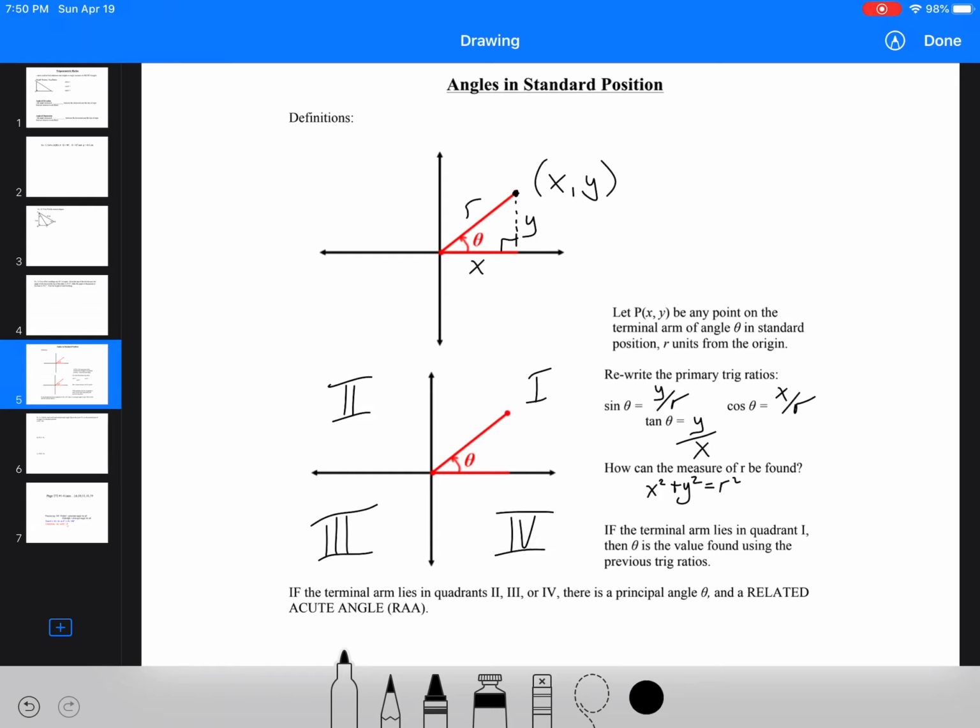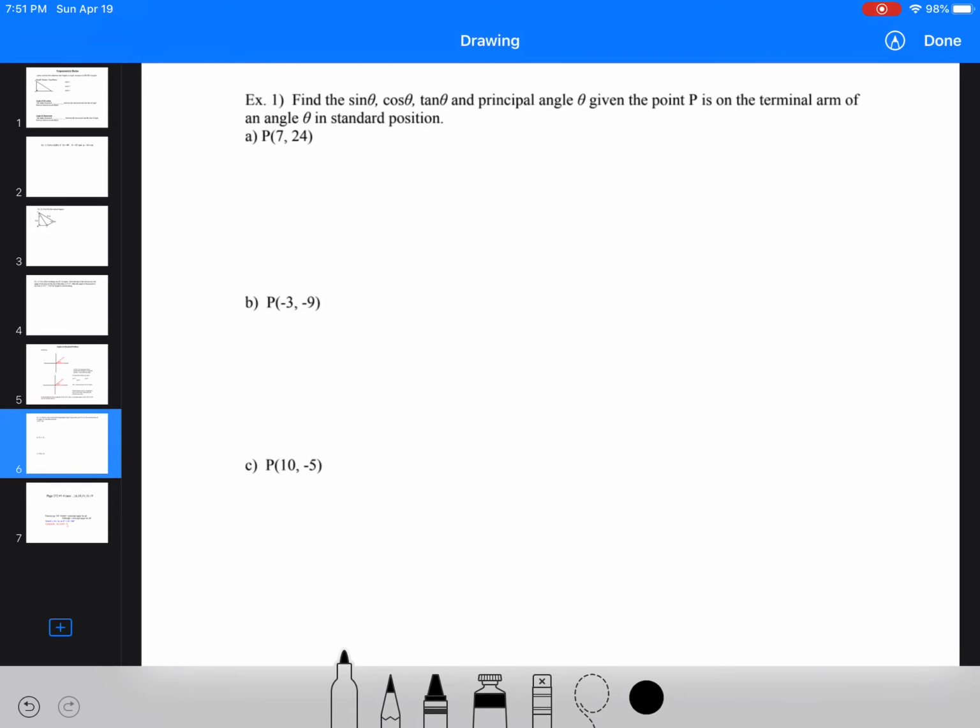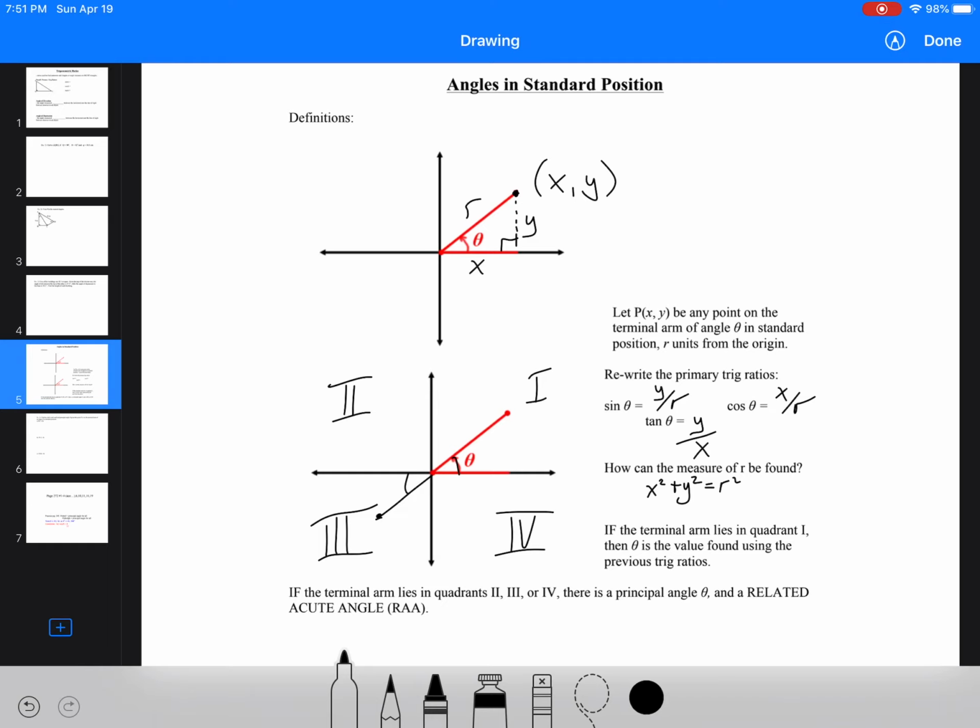And then the quadrants, 1, 2, 3, 4, okay? So if the terminal arm lies in one of these quadrants, we're able to use our related acute angle, which if I went down to, say, quadrant 3, this angle and this angle are going to be the same, okay? So we're going to use our R value and things like that to actually find out what the angles are.